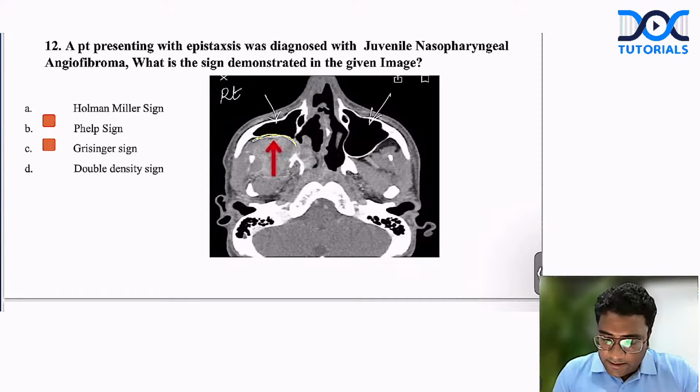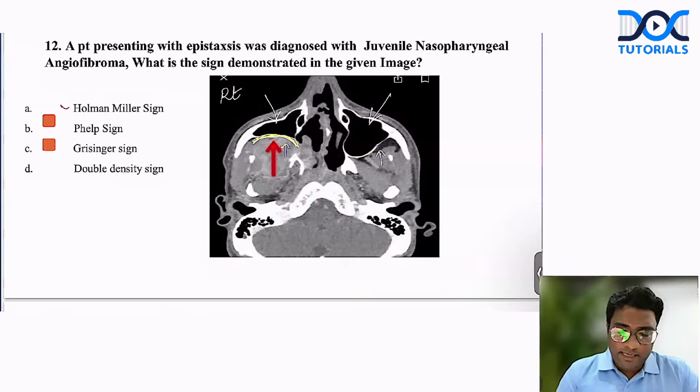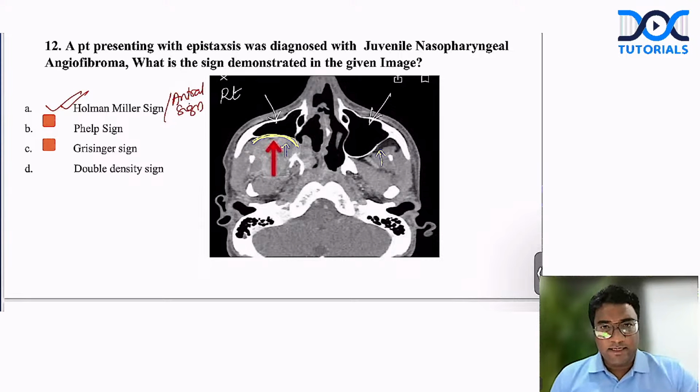There is an anterior bowing of the posterior wall of the maxillary sinus. Look at the posterior wall here. You are seeing anterior bowing of the posterior wall of the maxillary sinus. This is called the Holman-Miller sign or the antral sign. This is seen in juvenile nasopharyngeal angiofibroma.